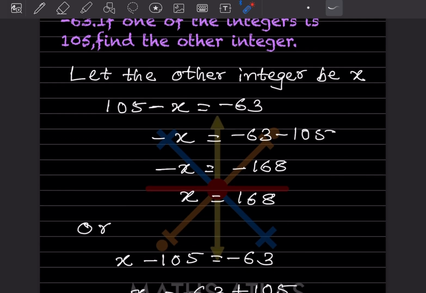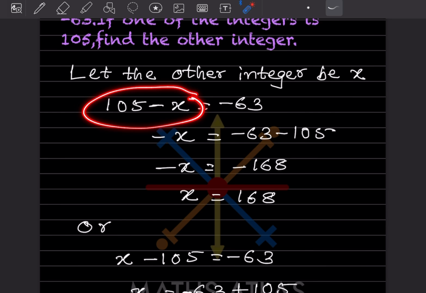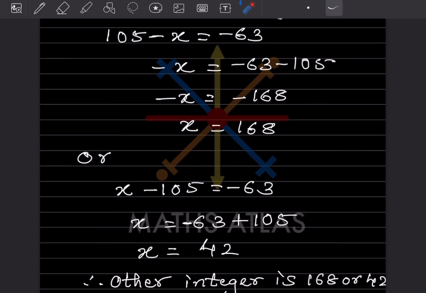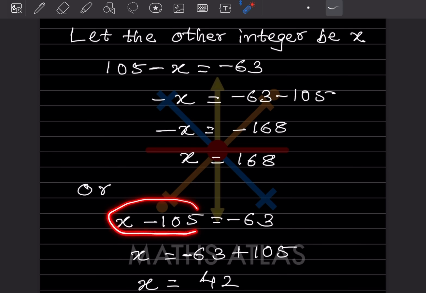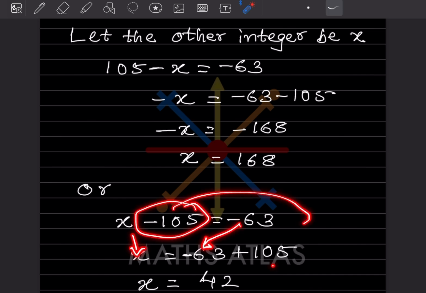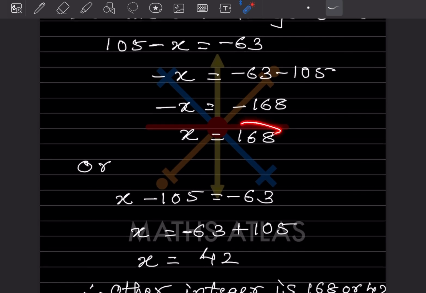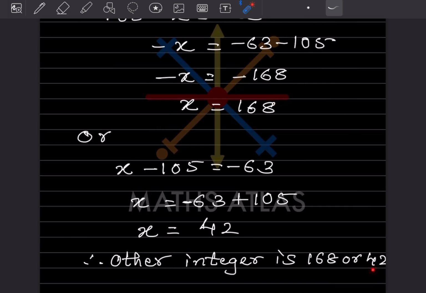Or the other way: this was 105 minus x. Why? Because the difference is given here. We can also write this as x minus 105. The result is going to be the same. So here x will be as it is, this as it is, this goes on the other side, that is going to be plus 105. So minus 63 plus 105 is going to be 42. So the other integer is either 168 or 42.